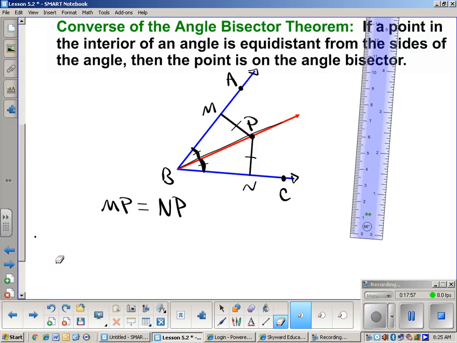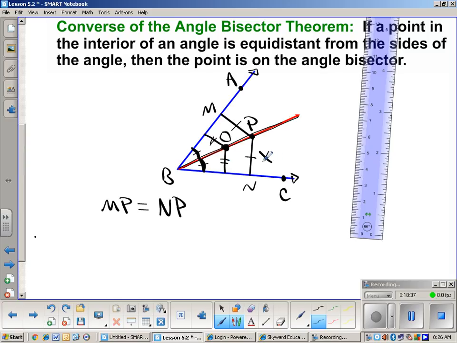So this theorem says that any point that's on this line, right there, is going to be equal distance from the sides. So if Brad comes up and says, well, what about that point right there? And I call it O. I say, oh, well, that's going to be equal distance from the sides also. Okay? As long as I draw my segments perpendicular to the sides, those distances are always going to be equal.